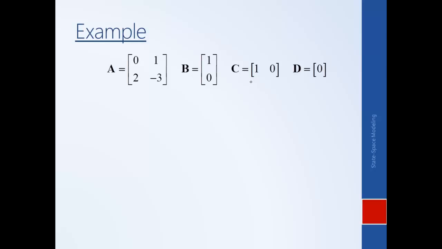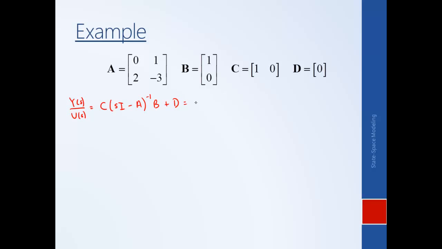Okay, so here's our A, B, C, and D matrix. We will determine a transfer function following the equation we found on the previous slide. The C matrix times the quantity of s times the identity matrix minus the A matrix. You invert that whole thing, multiply it by the B matrix, and add the D matrix to it.